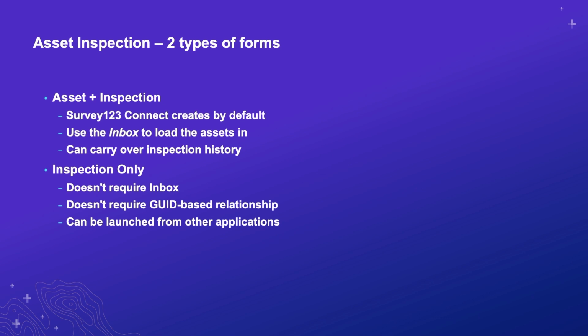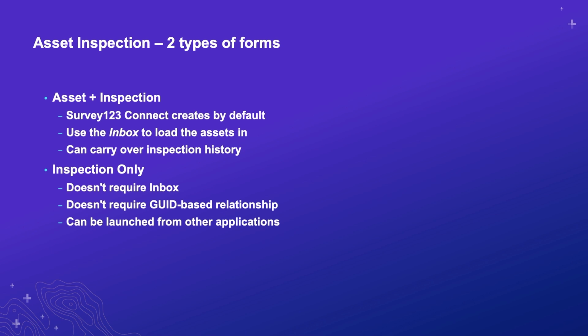Just as there are multiple ways the tables can be created, there are multiple ways to design the form. By default, Survey123 Connect will create a form that includes both the asset and inspection tables together in one form. This allows the author to view or possibly update the asset inventory information, as well as view the inspection history in the form while conducting a new inspection. This will require an explicit GUID-based relationship, however.